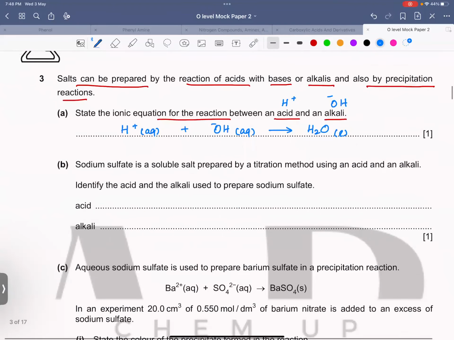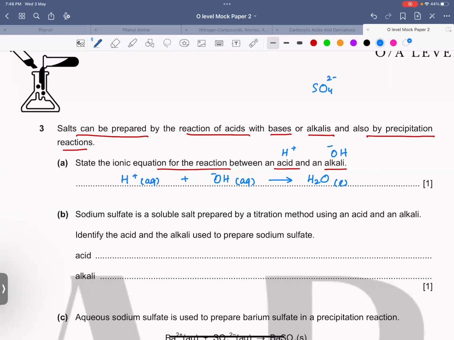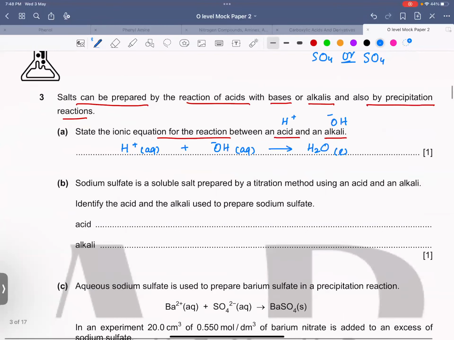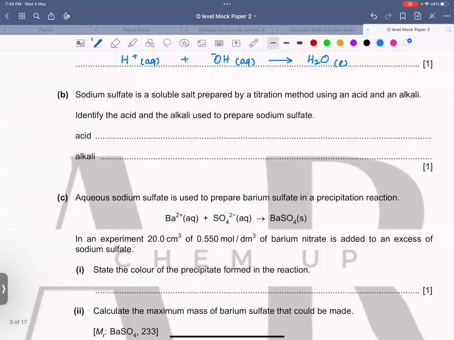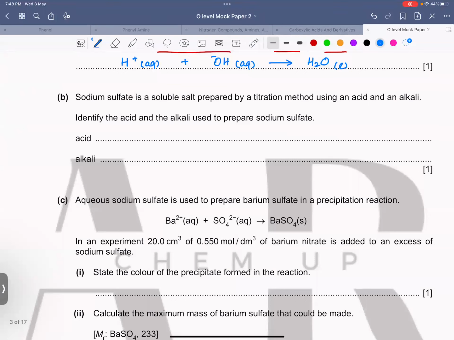Okay. You are talking about it like this, right? If I am writing sulfate with a 2 negative charge, or I will write sulfate with a -2 charge, right? That's what you are asking. Yes, so both are considered as correct. Okay. Now, B part of question 3.